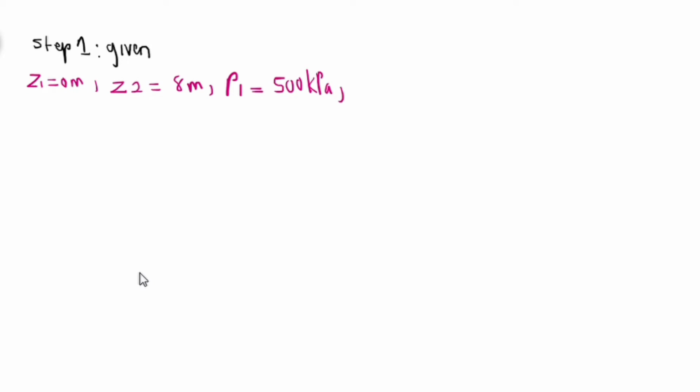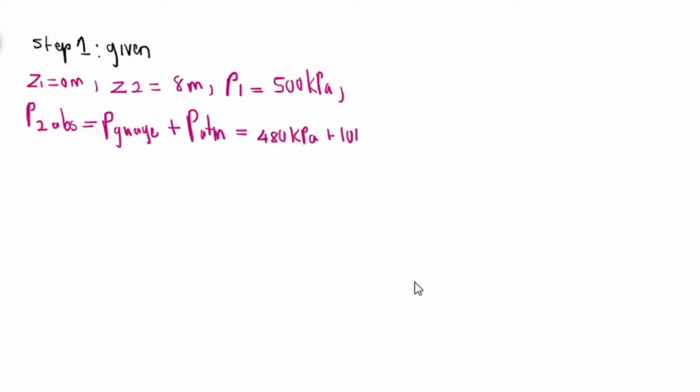Pressure at point 2 can be calculated. Absolute pressure is basically gauge pressure plus the atmospheric pressure, and this is 480 kilopascal plus 101.325 kilopascal. If you punch this into your calculator, you should get the pressure. We are also given the relative roughness to be 0.0000045.